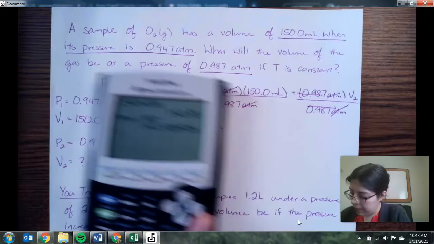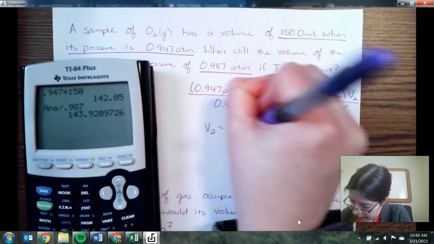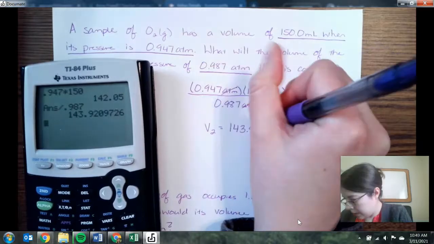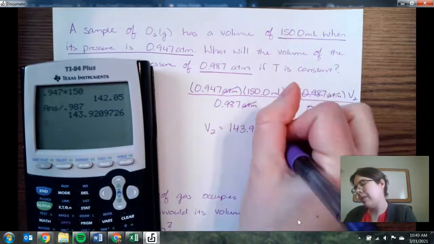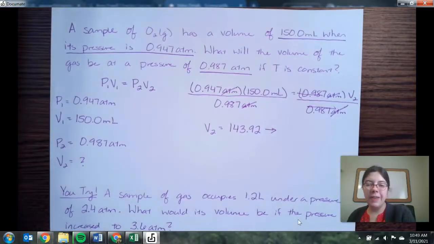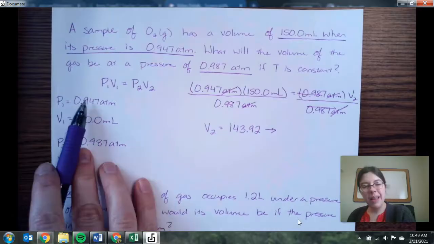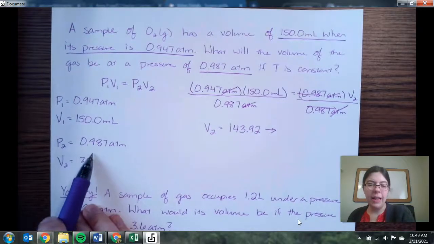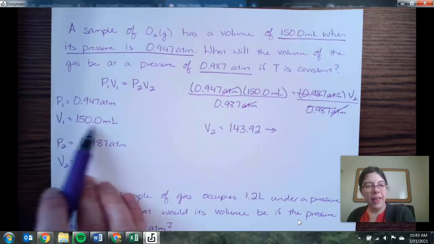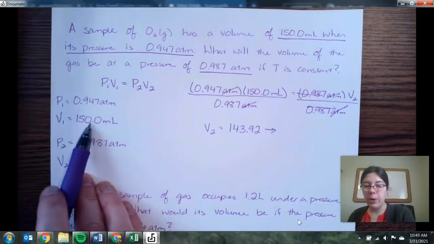So let's go ahead and write that one down. 143.92, but now we want to think about sig figs. So we want to go to the smallest number of sig figs that is in our given. So for our two pressures, they both have 3 sig figs. The leading zero does not count because the leading zeros never count. For the 150, that one has 4 sig figs. The trailing zeros count because there's a decimal point.